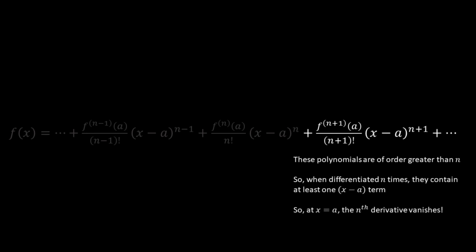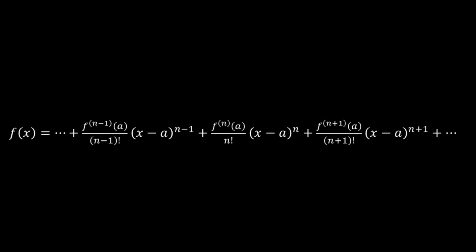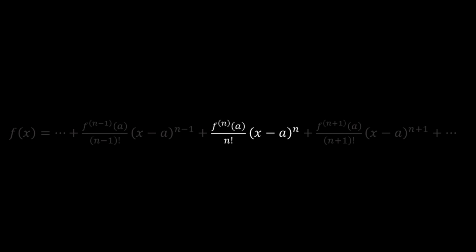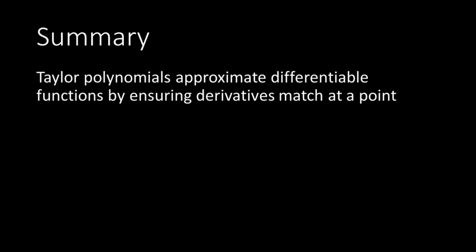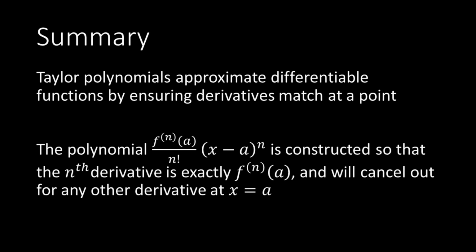So what we see is that even when we consider these other terms in the sum and take the nth derivative of the whole sum at x equals a, every term except one of them cancels out, and this term gives us precisely the nth derivative of the function at a, by design. So if we think about it this way, the Taylor polynomial formula really just gives us the construction needed to create a polynomial approximation of a function, ensuring that the derivative values match at a certain point.